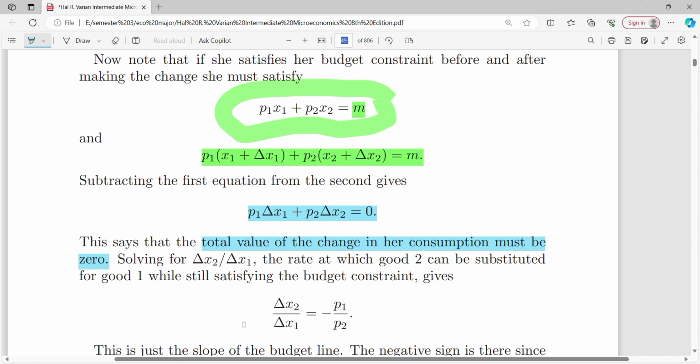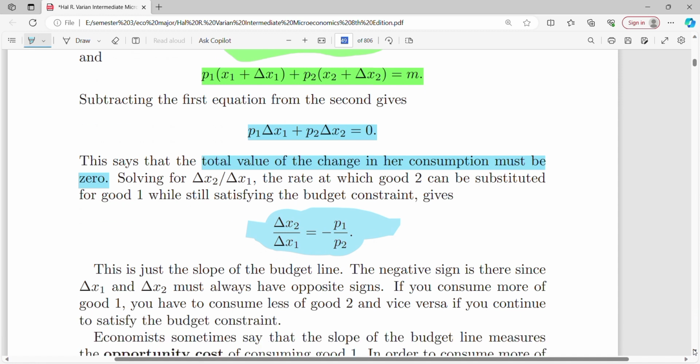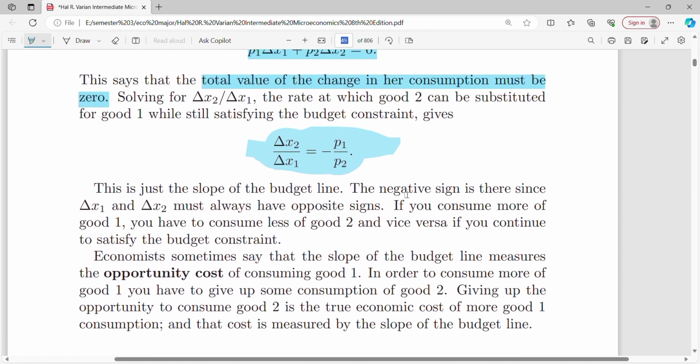Okay. And solving for delta X2 divided by delta X1, the rate at which good 2 can be substituted for good 1 while still satisfying the budget constraint, gives this. And this is the slope of the budget line as we studied before.